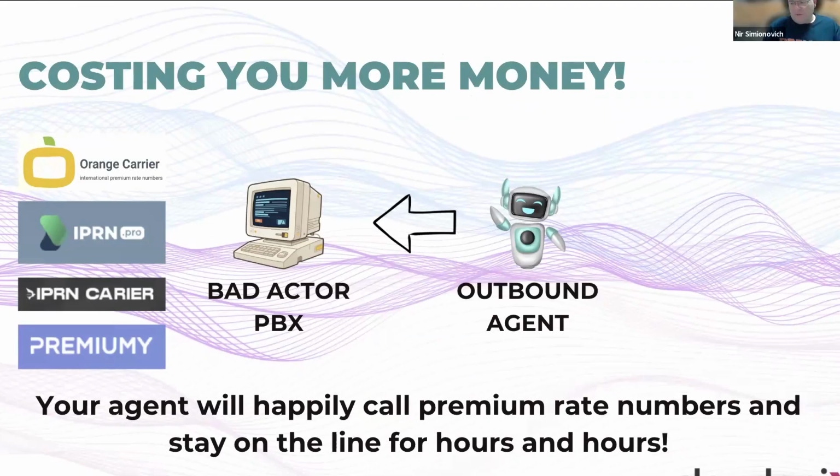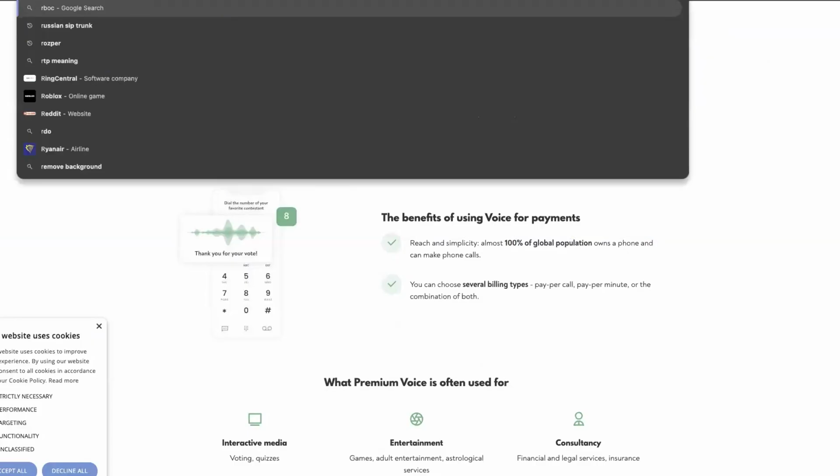Owen, you have a little bit more updated info on that. I think it's called RBOC. How do you spell it? I think it's RBOC. Okay.